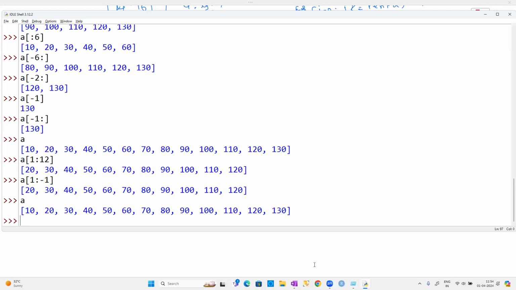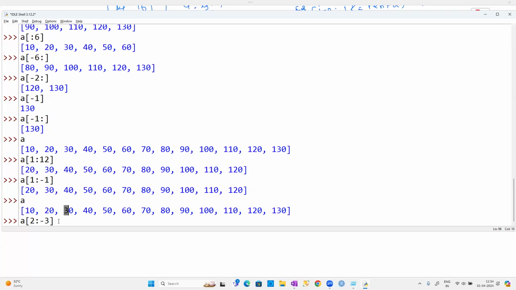So tell me now, what is going to be the value of A of 2 is to minus 3? Can anybody tell me, guys, what is the output of this query? Just tell me from where it will start and where it will end. It will start from 30. 2 means start from 30. Next, what does minus 3 stand for? Starting from the right hand side. So where will it stop? 100. Simple. So no need to count it.